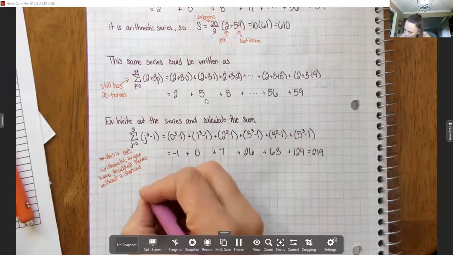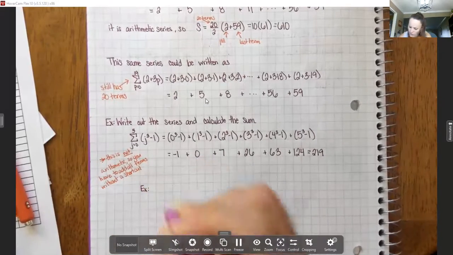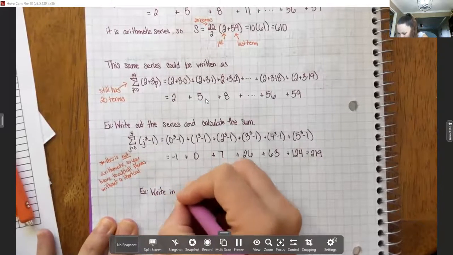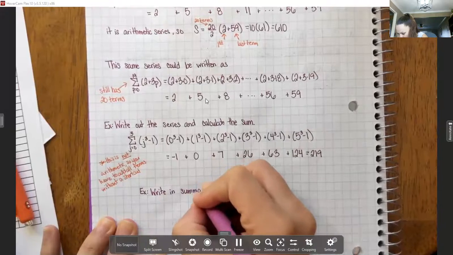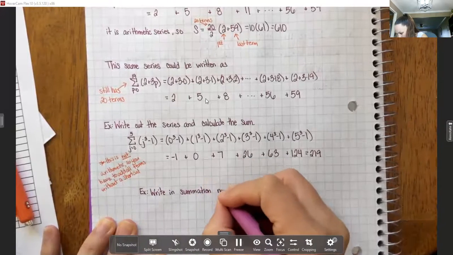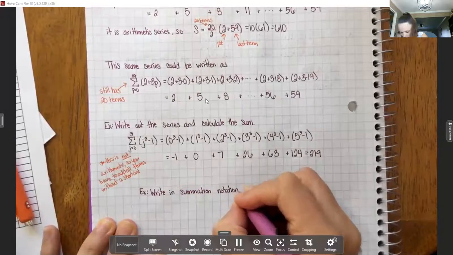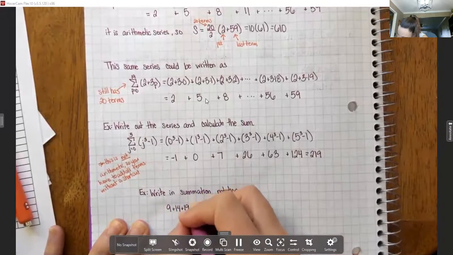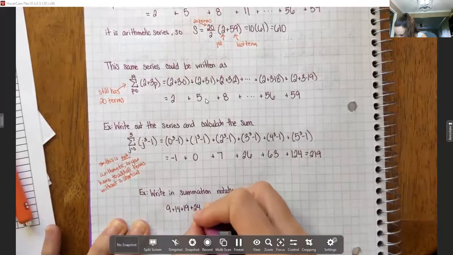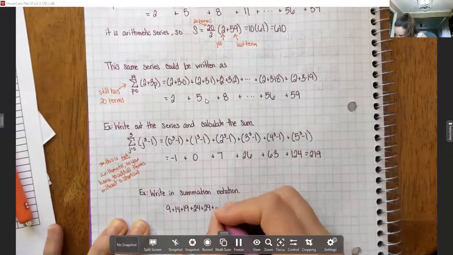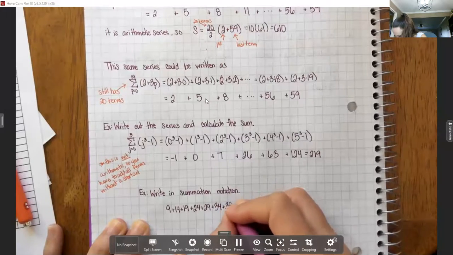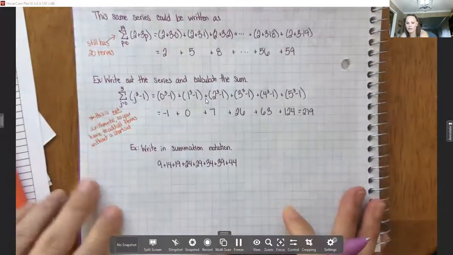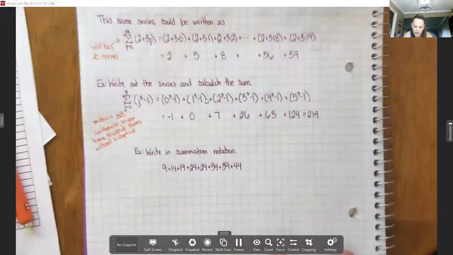And we'll do one more example. Kind of a little bit harder. We're going to say write in summation notation. Nine plus 14 plus 19 plus 24 plus 29 plus 34 plus 39 plus 44. So you're given the series on this problem and we want to write it in summation notation.